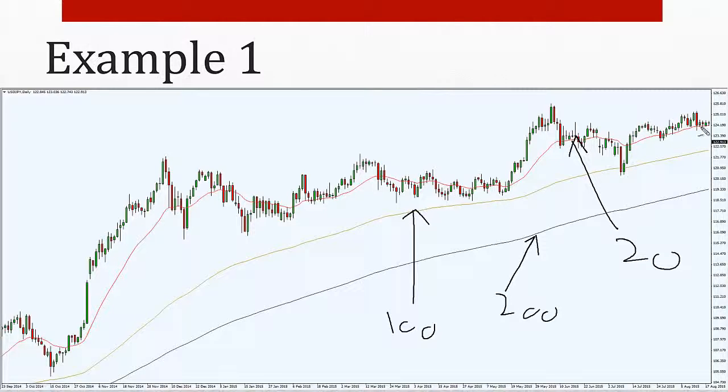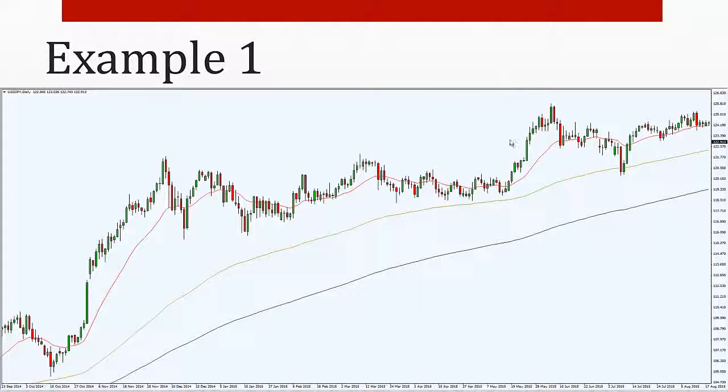The short-term trend is up, but it's not very strong. The medium-term trend is up, but it's not very strong. And the longer term trend is up, but it's not very strong. Are you with me? Okay, so now let's move on.